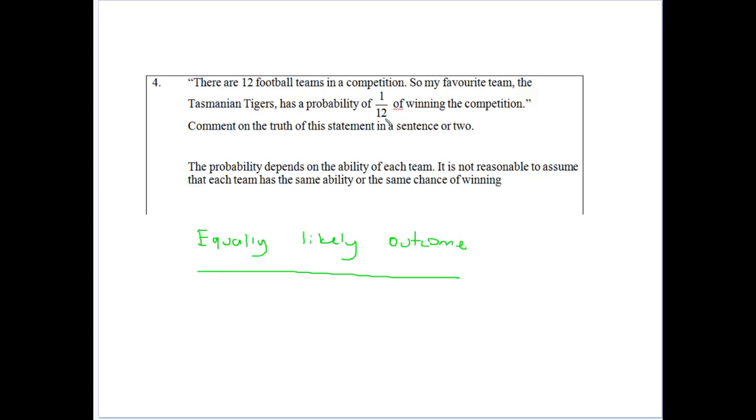But when we start talking about people or horses or something that does not have the same ability, not everything's an equally likely outcome. So even though there's 12 teams in a competition, not all teams are created equal at the start of a season. So not every team has the same chance of winning, because they're not equally likely outcomes. So we're really looking for that in your probability every time. Be really careful when you have a problem like that that you're not assuming each team has the same chance, unless you're told they are. But most of the time, it's not an equally likely outcome.